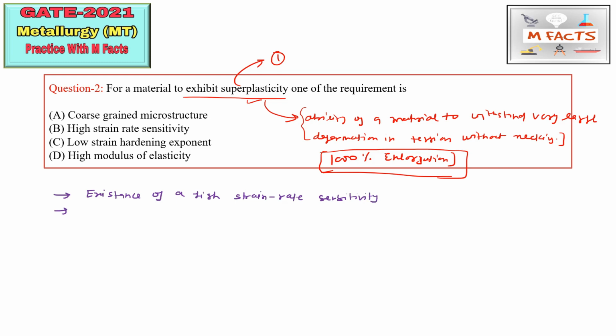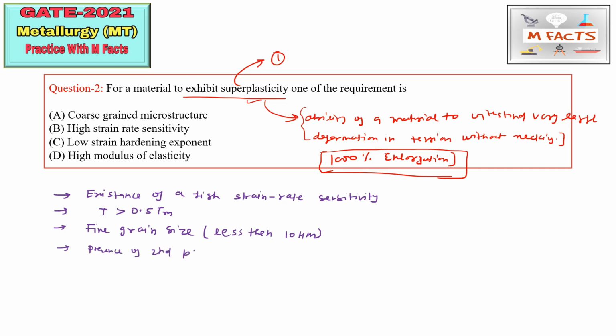Number 2 is that for superplasticity to happen, the temperature should be greater than 0.5 Tm, where Tm is the melting temperature. The other requirement is that the material should have a fine grain size, not a coarse grain microstructure, and this size must be less than 10 micrometers.